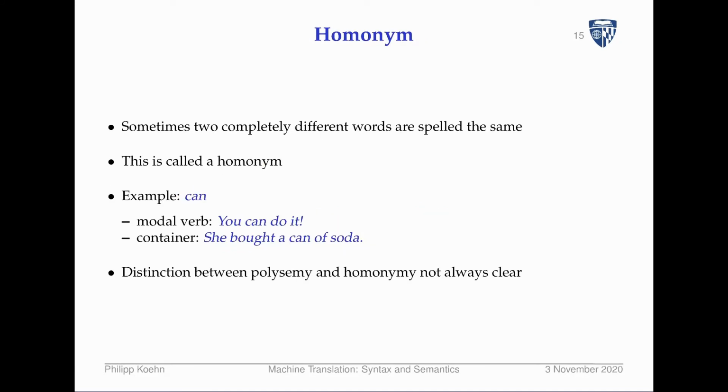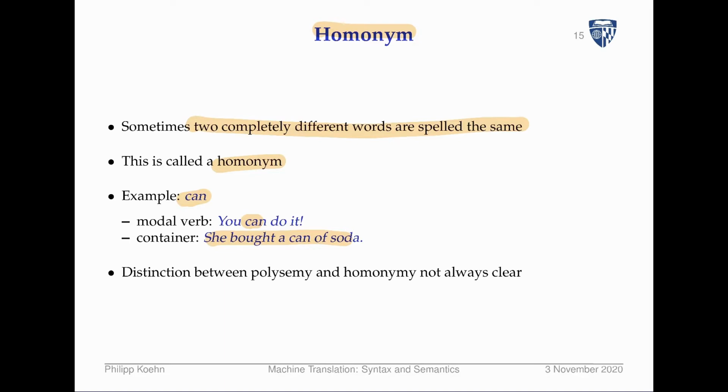Let me introduce one more concept here, which is homonym. From a processing perspective it is rather indistinguishable from polysemy, but the distinction is made that if there are two completely different words that are spelled the same, these are called homonyms. So an example like can, which comes up in you can do it, and she bought a can of soda. They just happen to sound the same, but they have absolutely no connection with each other at all.